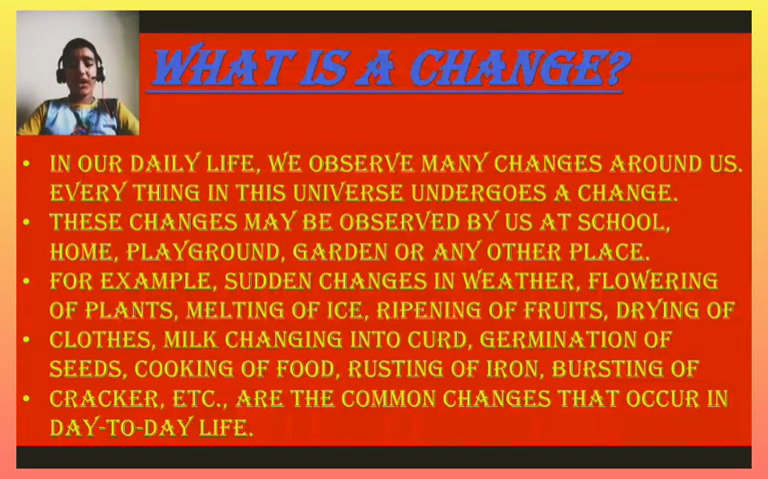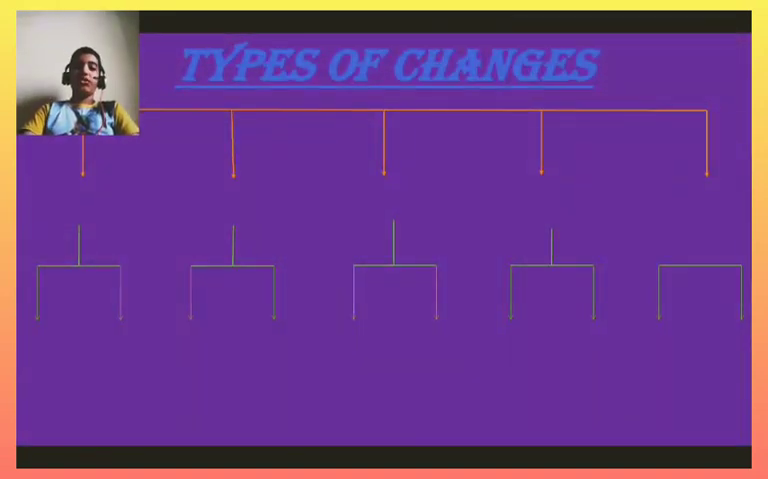There are many different types of changes. These are the common changes that occur in day-to-day life, but there can be many other changes also. Now we are going to learn the types of changes. The types of changes can be categorized into many parts. I am going to discuss only 5 parts, but we can also make our own changes and give our own name. There are an infinite number of changes, but here I am going to talk about the 5 main changes.